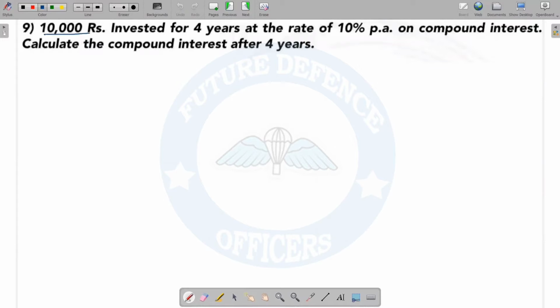Now 10,000 rupees we are investing for 4 years. Now here the interest is being added for the 4 years. What will you be doing? Same way as we saw previously. So here the interest is 10%, 10%, 10%, 10%.